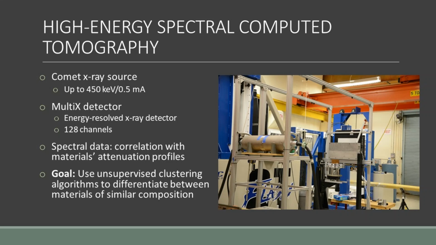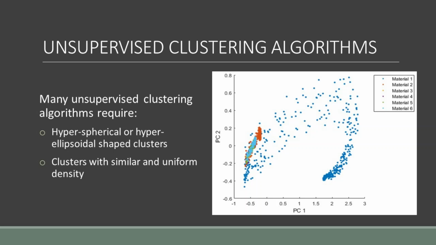And the way we actually want to perform this material identification is by performing unsupervised clustering to distinguish between materials of very similar compositions. The problem with unsupervised clustering is that many algorithms require some sort of uniformity in the data, which, as you can see in this graph of the first two principal components of the dataset I will be discussing today, is not always the case, largely due to artifacts and noise in a scan. Therefore, we needed a new algorithm.